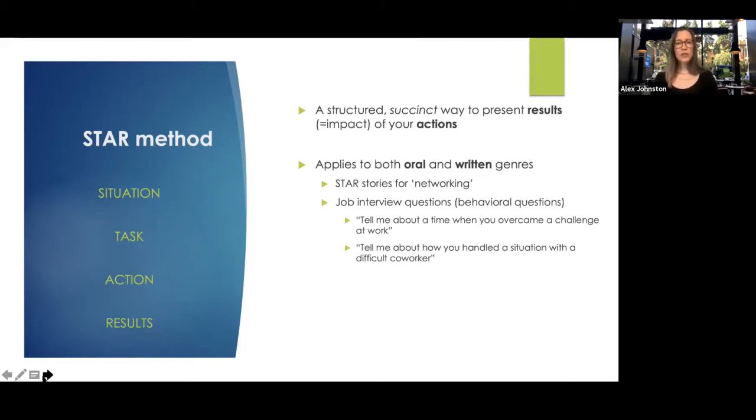And by that, I mean, you can use a star story or this star method for networking situations. They're especially useful to structure your answers to job interview questions. So you may have heard of behavioral interview questions, and I'm sure you've been through these before. These are the type of interview questions that start with, tell me about a time when you overcame a challenge at work, or tell me about how you handled a situation with a difficult coworker. These are behavioral interview questions that have as an expected genre response, a narrative in this form. So whenever you hear this, tell me about, or have you ever, the answer isn't a yes or no, it's a concise narrative using this structure. So this is a powerful genre structure.